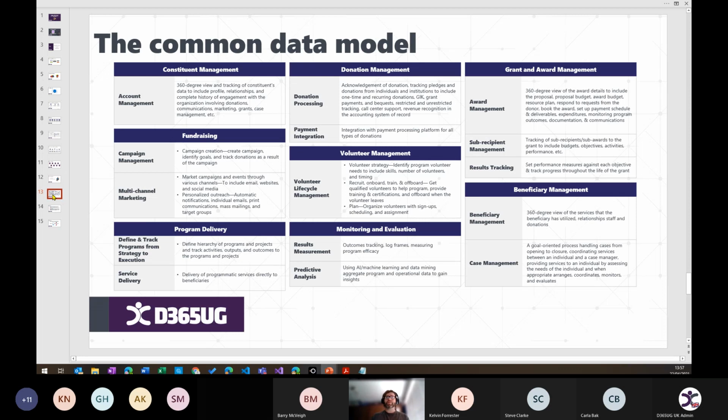And then we've got things like grant and award management, so how are we using the money, who are we rewarding it to, that kind of thing. And then beneficiary management, so actually looking at individuals, seeing who might need money and assessing if they're eligible for it, etc.